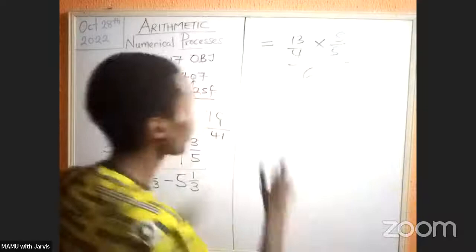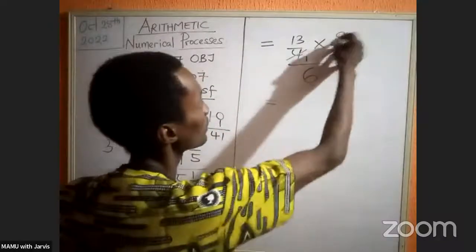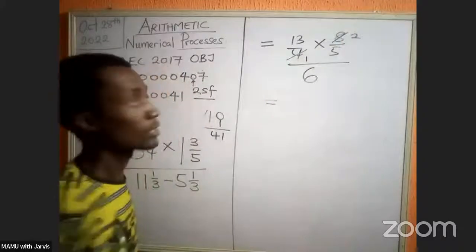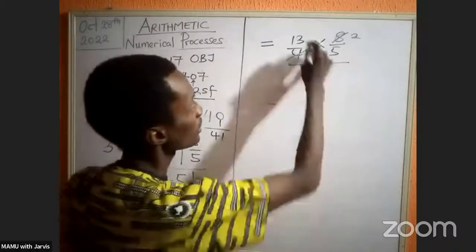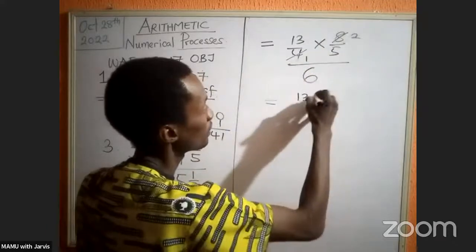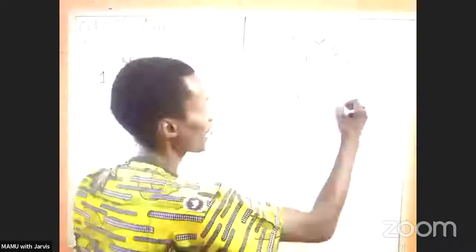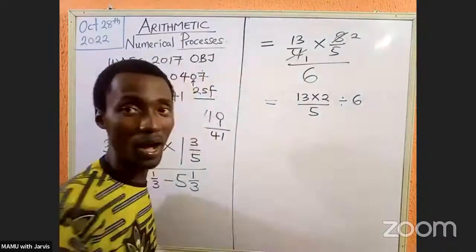And with that done, I can take care of the top. 1 and 2. So this will give me 13 times 2/5 divided by 6. Wow, that's nice.